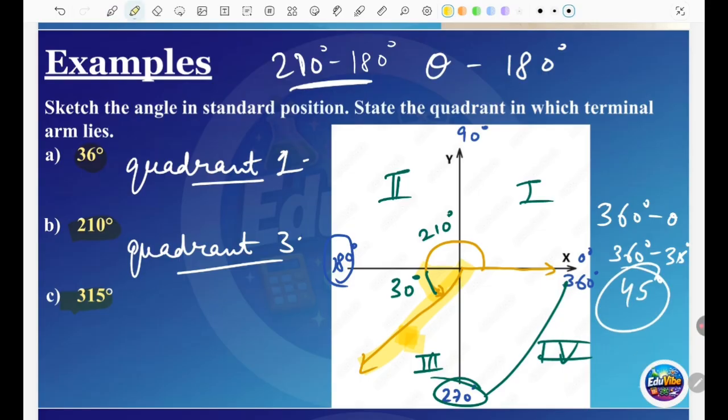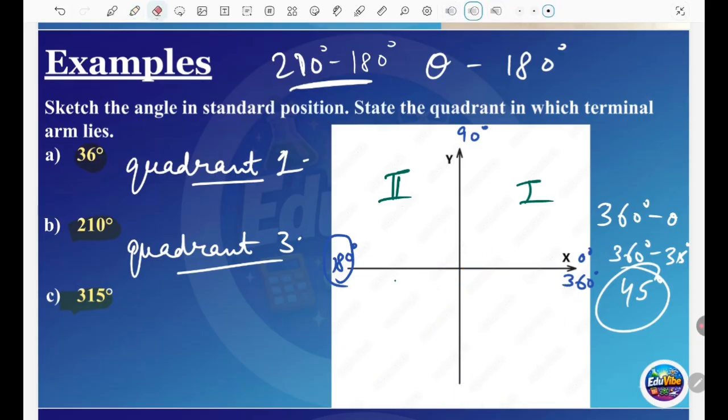So how can we draw this? Let me quickly erase some of this. For drawing this, again it starts from here and goes all the way to here, like this. But the angle is between there, not over there, because that is a large angle compared to this. So 45 degrees is this, and this lies in the fourth quadrant.